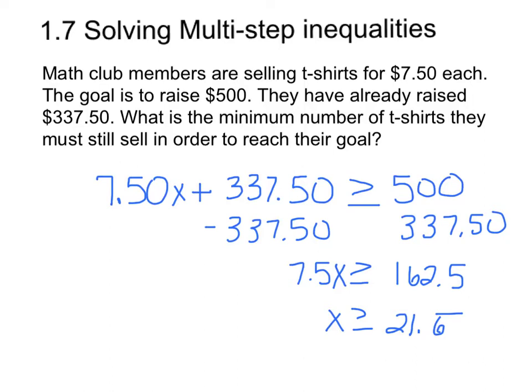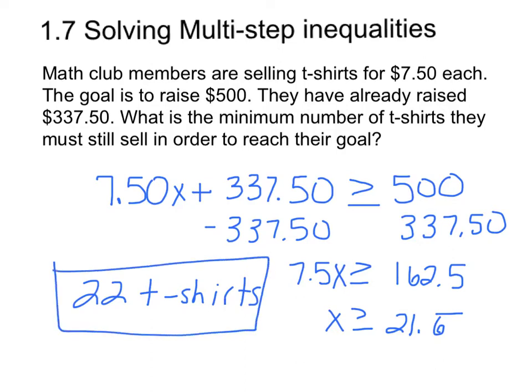The value of x, which is the number of shirts, has to be greater than this number. So how many whole shirts would we start at that's greater than this number? Well, it'd be 22. So in words, explain what it means. How many t-shirts must they sell? What's the minimum number? The minimum number of t-shirts will be 22. Now, could they sell 25 t-shirts? Absolutely. They could sell 50 t-shirts, but there has to be 22 or more. But since this question asks what is the minimum number, we can write 22 t-shirts.